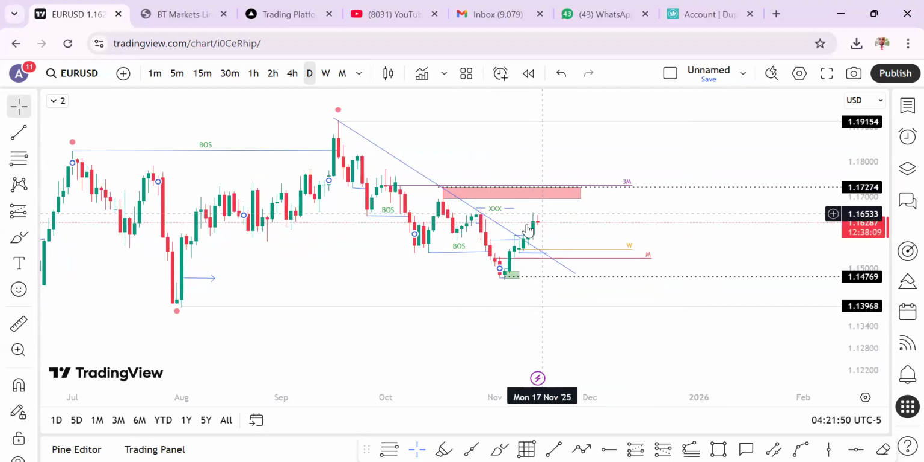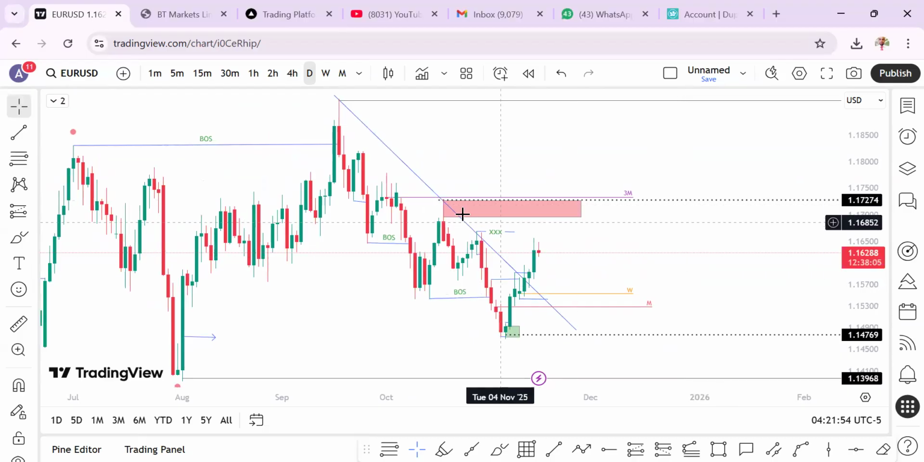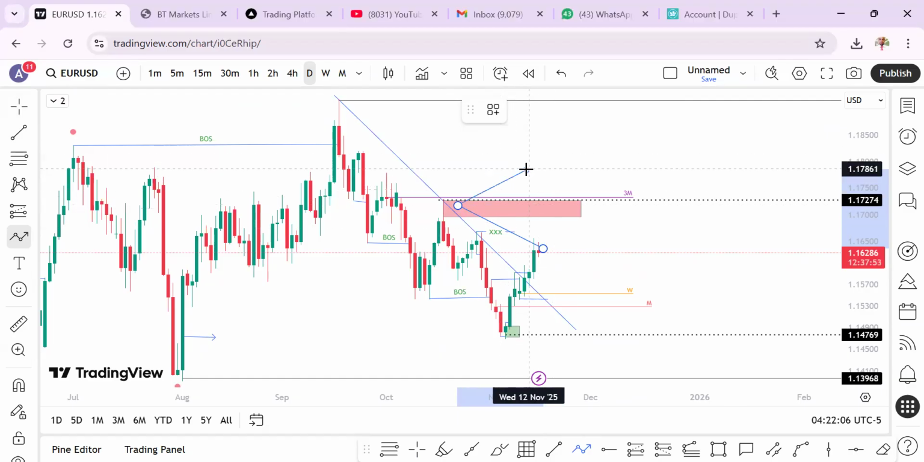And like I've said before, for this to be totally bullish, we need price to do what? We need price to break out from this 3 months high. So once we break out from that high, from this 3 months, then we can look for what? Opportunity to buy.